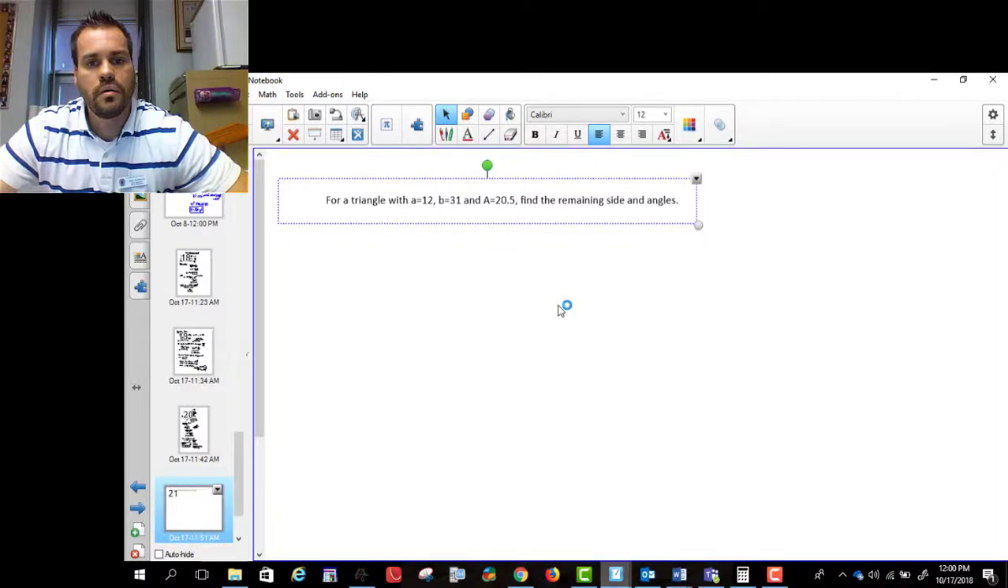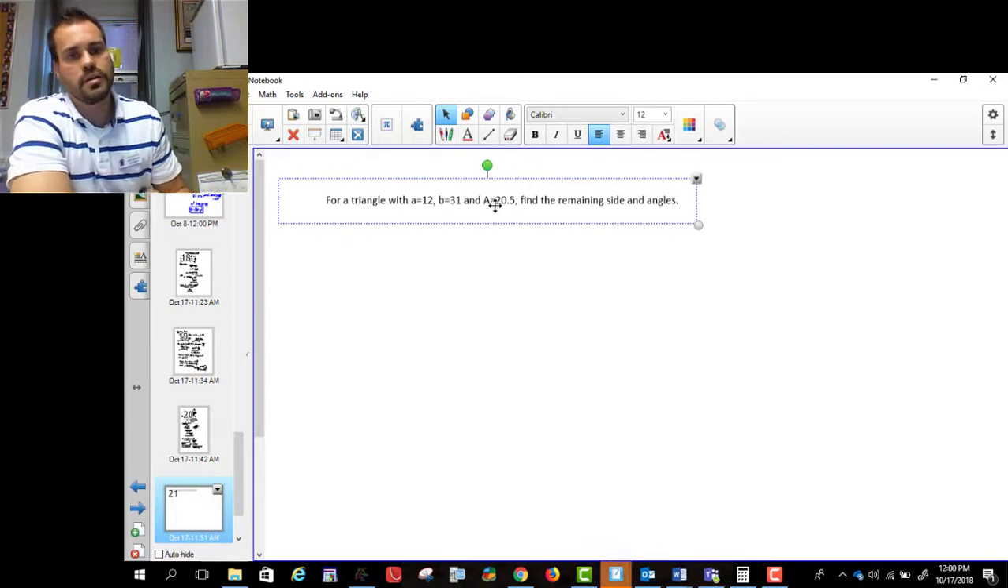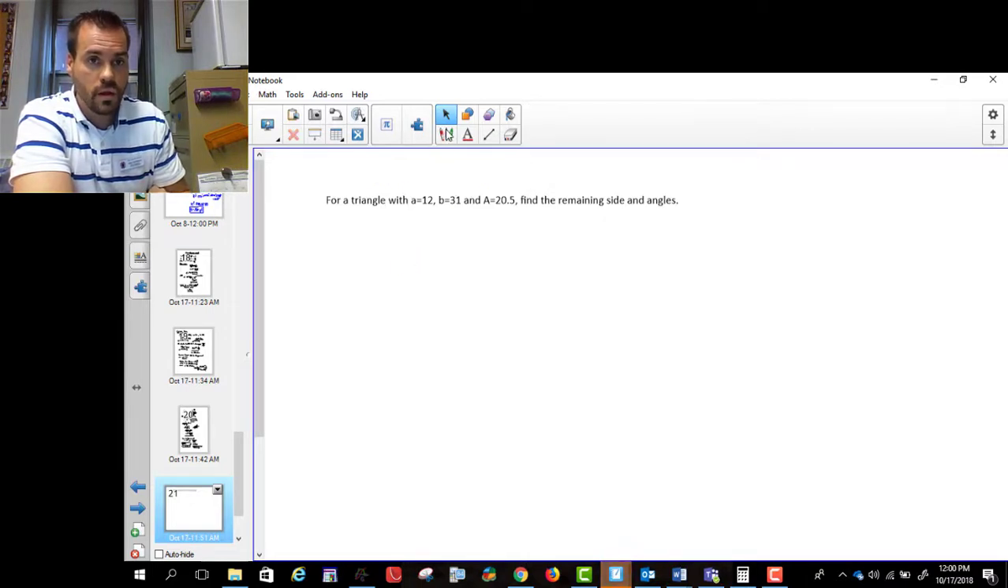All right, so we're back, and I managed to make my computer copy. So here's the information: a is 12, b is 31, and capital A is 20.5. So we start out by testing to see how many possibilities there are.